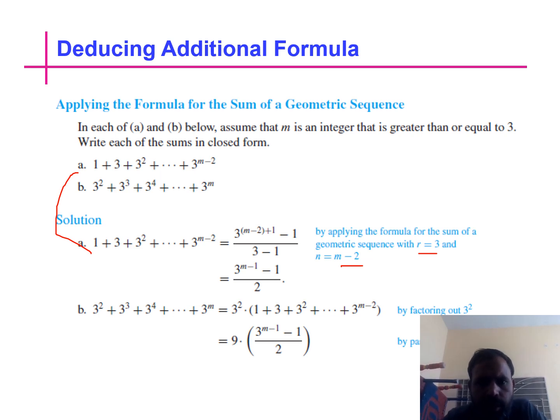And similarly for the second part B, we solve it: 3^2 plus 3^3 plus 3^4 up to 3^m. So we can also write it as 3^2 into (1 plus 3 plus 3^2 up to 3^(m-2)). So 3^2 will become 9, and we put the formula on this, 3^(m-2+1). So this will become 9 times (3^(m-1) - 1)/2.